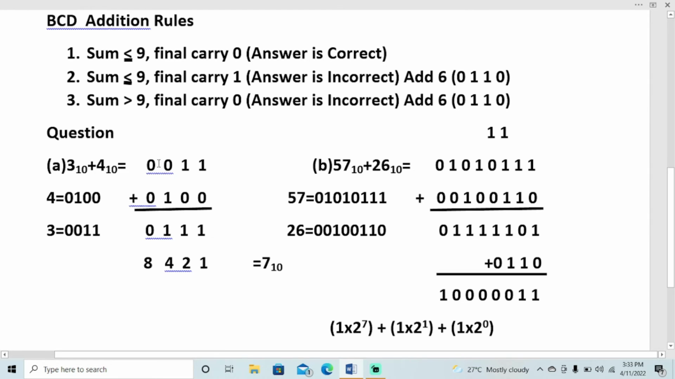So then we take 0, 0, 1, 1 for 3, plus 0, 1, 0, 0 for 4, and we just add them, where we get 0, 1, 1, 1. When you write the formation, it will be 4 plus 2 plus 1, which is equal to 7, which means the answer is less than 9 and there is no final carry, which means the answer is correct just the way it is.